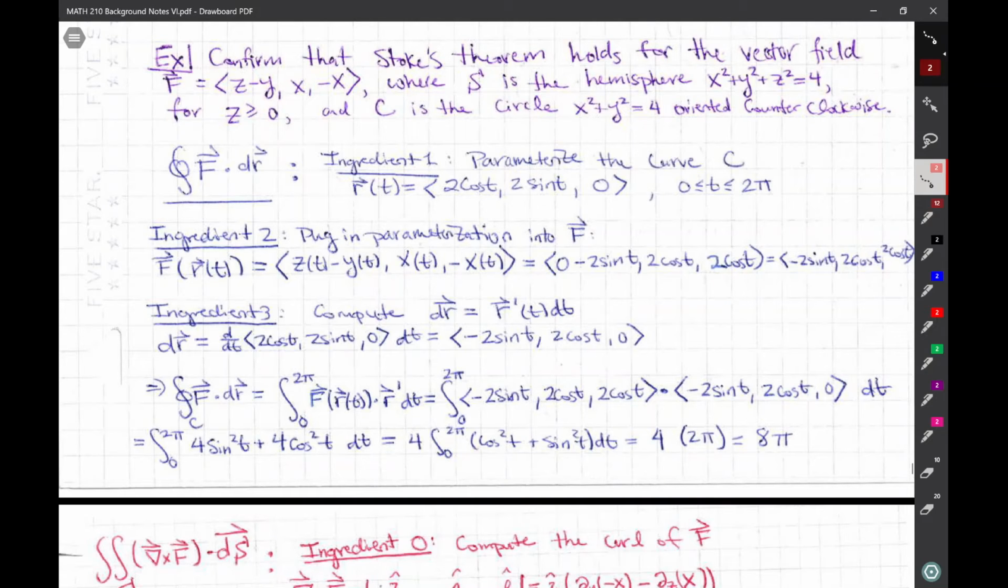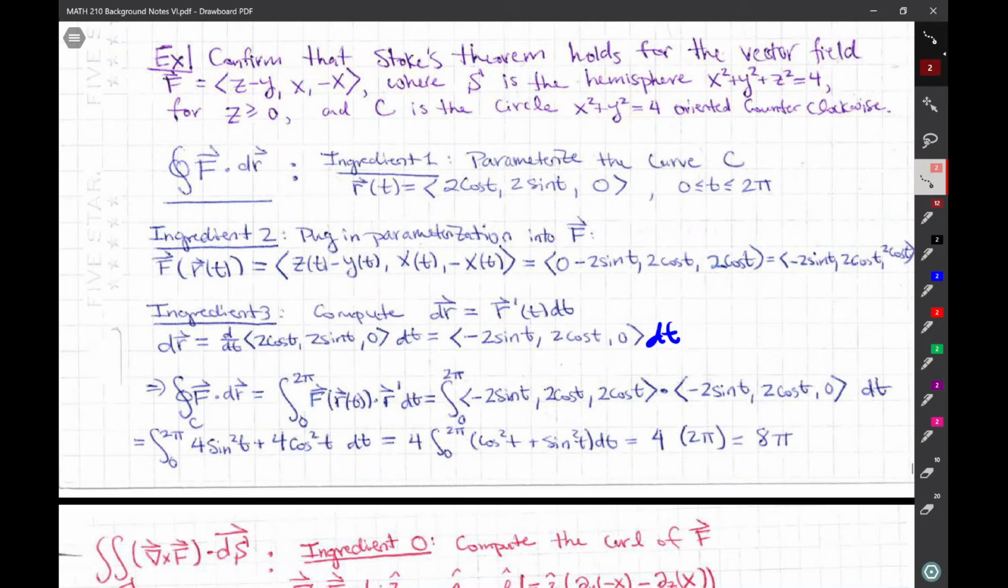Ingredient 3 is to compute dr, and dr is just equal to r prime dt, so the velocity times dt if you want to think about it that way. So we take the derivative, and here's the derivative, and we should also have a little dt right there. Okay. And we use the formula for a line integral. The formula is that it's F with the parameterization dotted with r prime. And you could compute these steps and you get 8 pi.